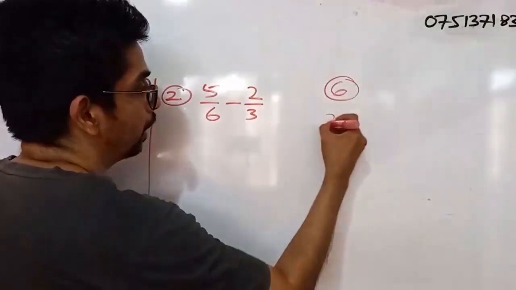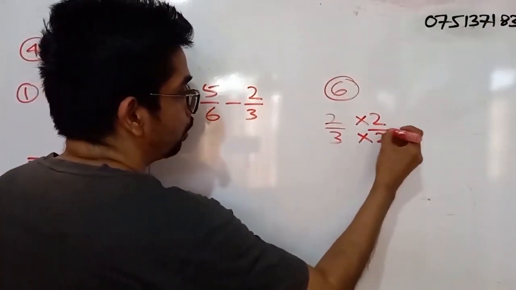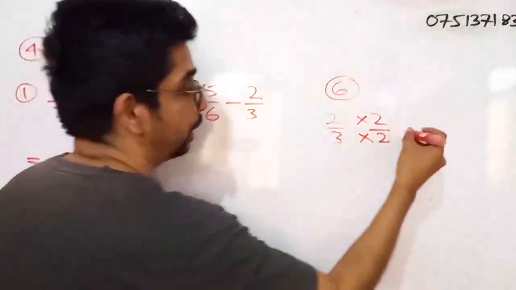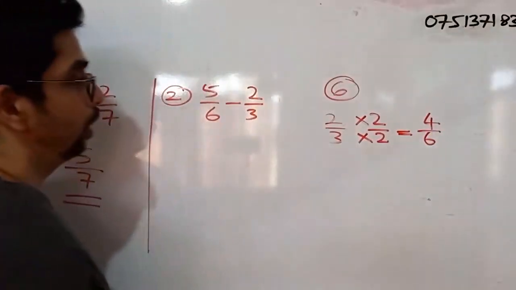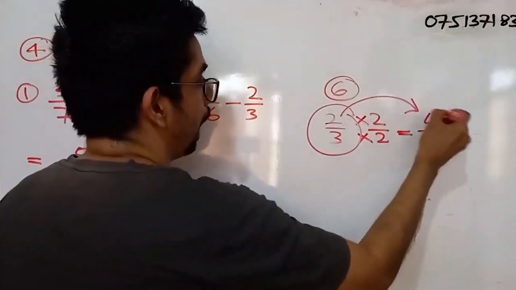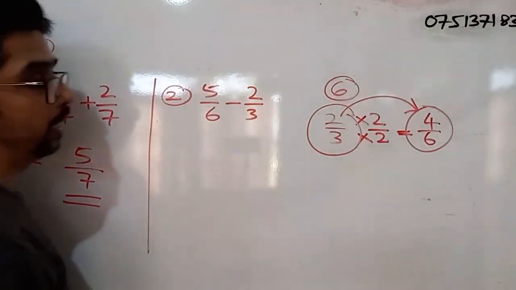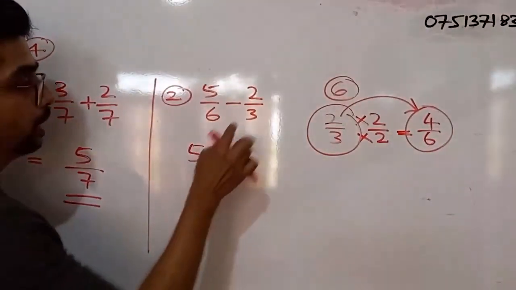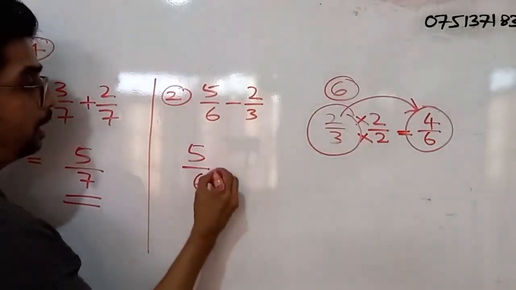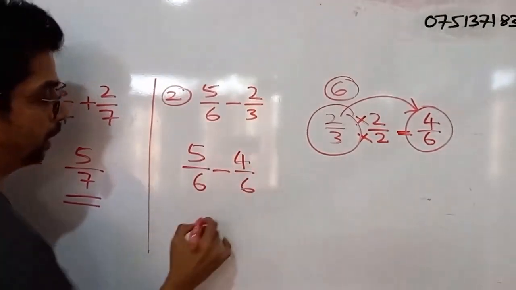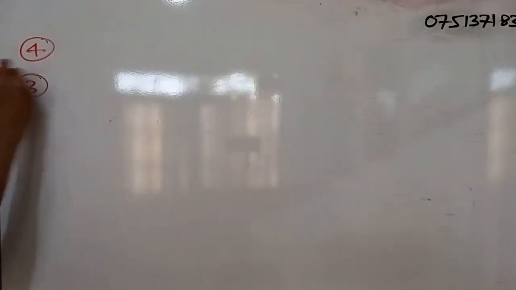Right? So we will take 2 by 3. If I multiply the numerator by 2 and the denominator by 2, I can make the denominator what? 6. 3 times 2 we know that is 6. 2 times 2 that is 4. Now 2 by 3 and 4 by 6 are what? Those are equivalent fractions, right? So instead of 2 by 3, I can use 4 by 6. So 5 by 6 minus 4 by 6. So here the answer will be what? 1 by 6.